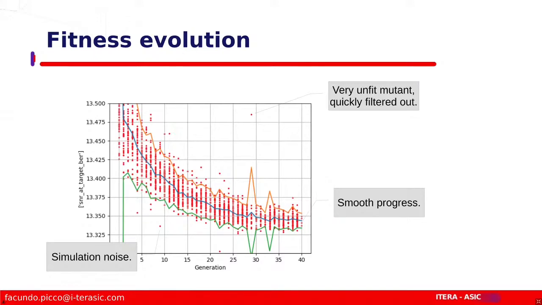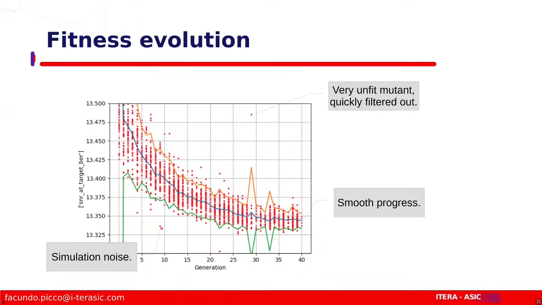And we see that the progress is quite smooth. It looks like an exponential curve, makes a lot of progress in the beginning, and then it starts slowing down. And besides a very smooth curve, we have some loose points, very high up and very high down. So this one over here down, for example, is simulation noise.